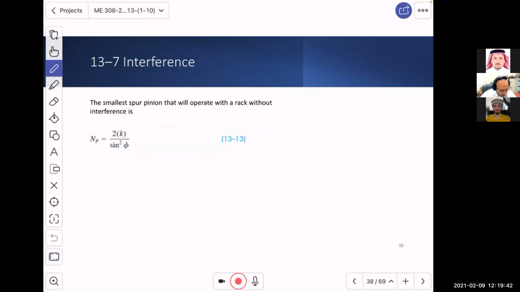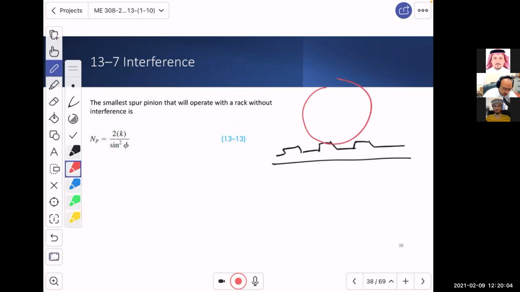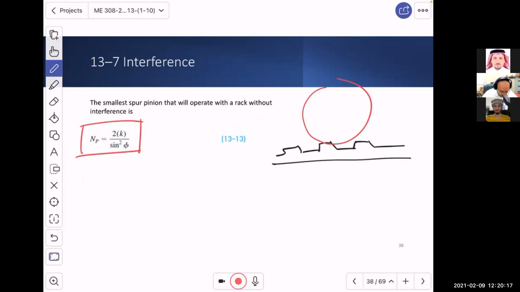Now, the smallest spur pinion, talking about spur only, that will operate with a rack. You remember the rack? The rack is like a gear with an infinitely large radius, and we have a spur gear right there. If you have that arrangement and you want to secure that there is no interference, then the pinion should have a number of teeth equal to 2 multiplied by k divided by sine square phi.